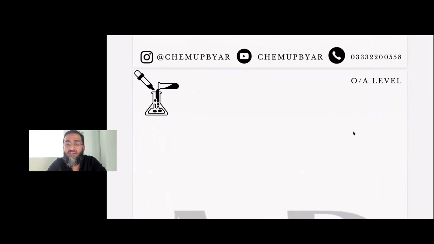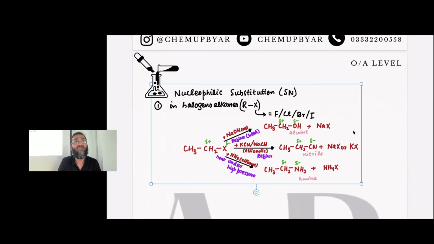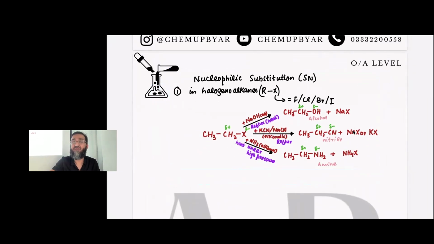So the halogenoalkanes undergo only 3 types of nucleophilic substitution reaction, and you need to remember the reagents, the conditions, and the products. So that is really important. Here we have 3 nucleophilic substitution reactions of halogenoalkanes. I have mentioned X over here, which can be chlorine, bromine, or iodine. When it reacts with aqueous sodium hydroxide, the halogen is displaced by OH and you will get the alcohol.